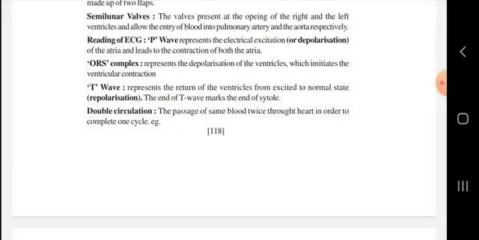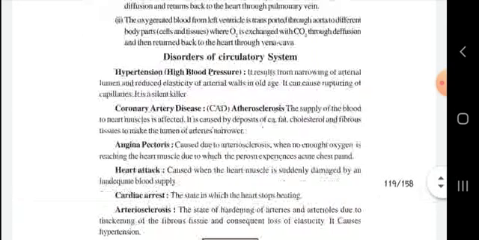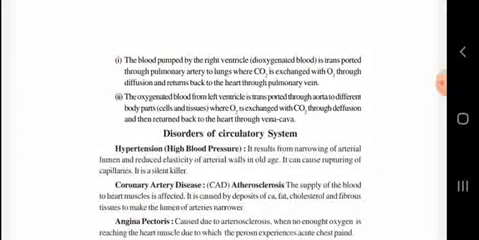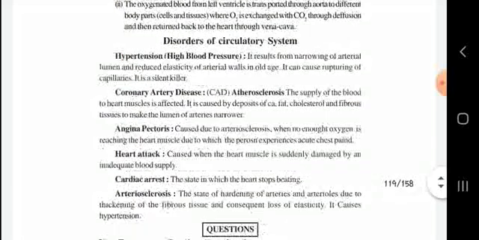And double circulation, so the passage of the same blood twice through the heart in order to complete one cycle. If it is passed two times, then it is the double circulation. And the blood pumped by the ventricle is transported through the pulmonary artery to the lungs, where CO2 is exchanged with O2.